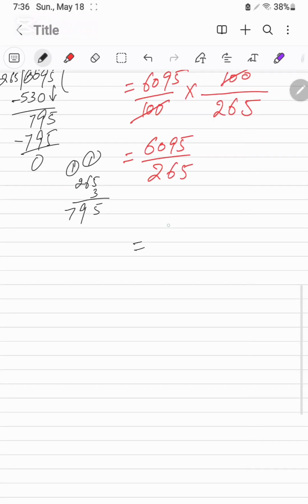So the answer is 23 number of pieces cut.